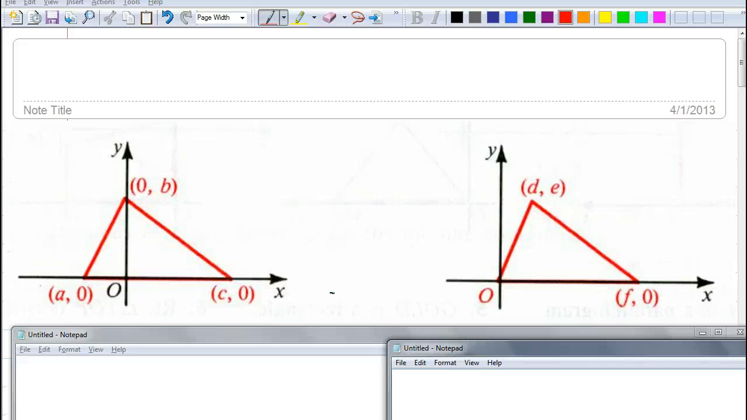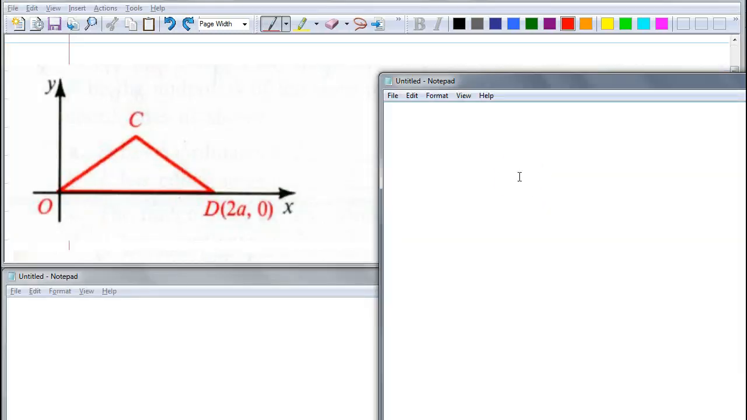All right, so next, let's talk about isosceles triangles. Here we go. I have an isosceles triangle. As you can see, I have D as 2a comma 0. We did that on purpose. If I wanted to, I could have done a comma 0, and you'll see why I did it as 2a comma 0. If I label D as 2a comma 0, what would the ordered pair for C be?